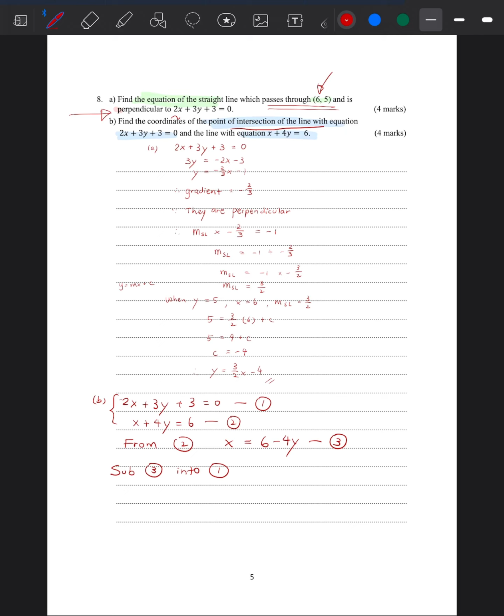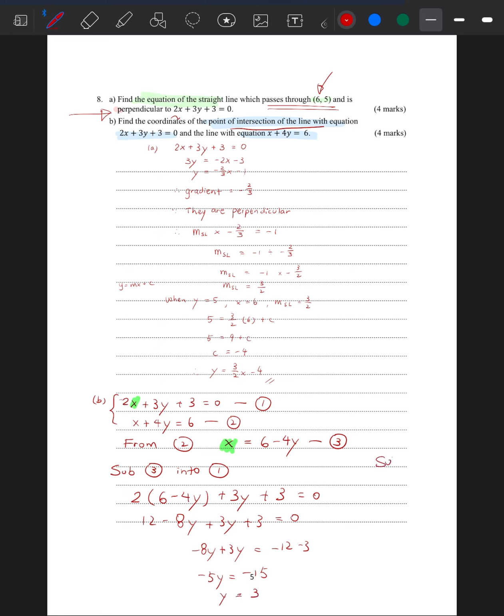Don't put it back to number 2. You'll get nothing. So put it back into number 1. So 2, whenever it's a x, you have to change it now. So 2 times 6 minus 4y plus 3y plus 3 equals 0. So you can see that there's only y as an unknown in your equation. So you're just solving it with one unknown. So 12 minus 8y plus 3y plus 3 equals 0. Minus 8y plus 3y equals minus 12 minus 3. So minus 5y equals minus 15. So your y is 3.